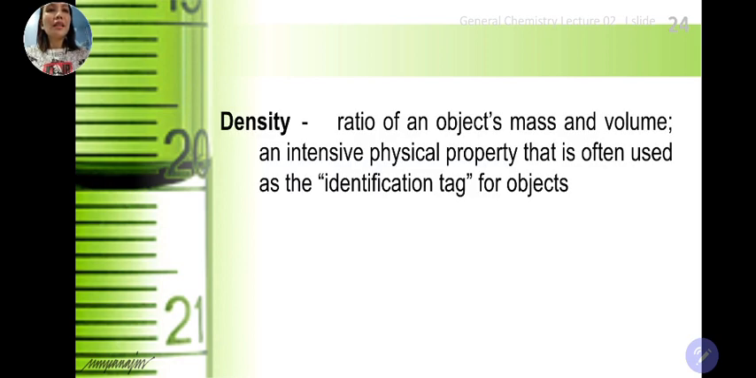So, for density, this is the ratio of an object's mass and volume. This is an intensive physical property that is often used as the identification tag for objects. For example, ide-determine natin yung isang golden black, kung gold ba talaga siya. So, a very simple determination of its authenticity as gold is to determine the density of that object. So, that is why it is called the identification tag for objects.